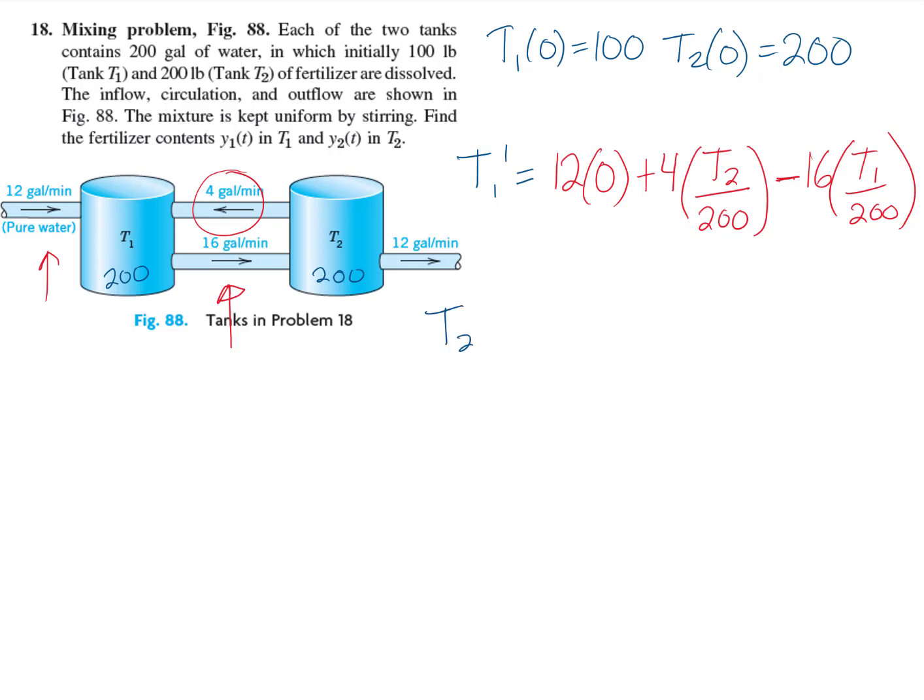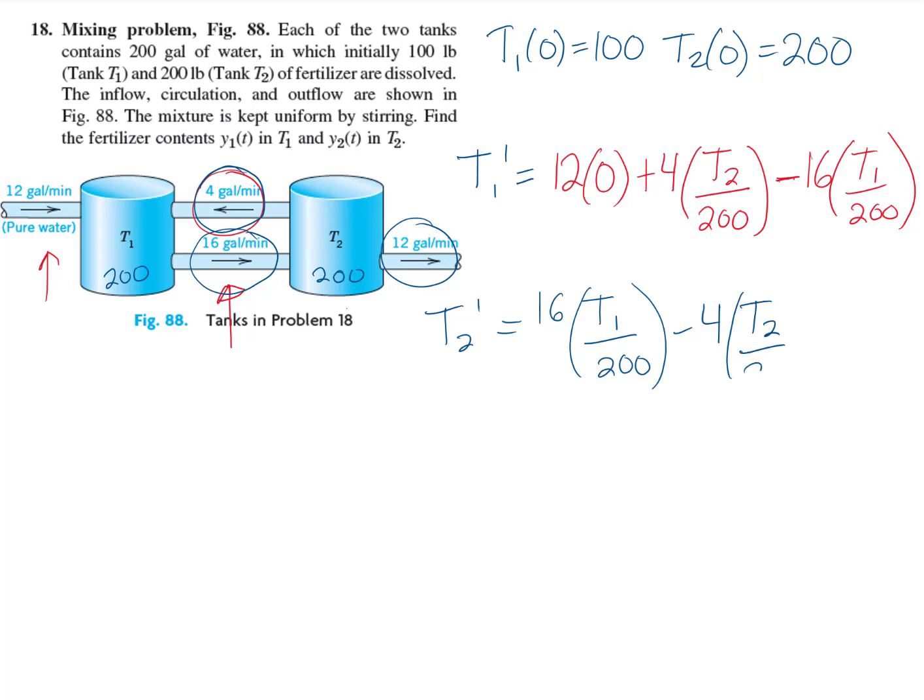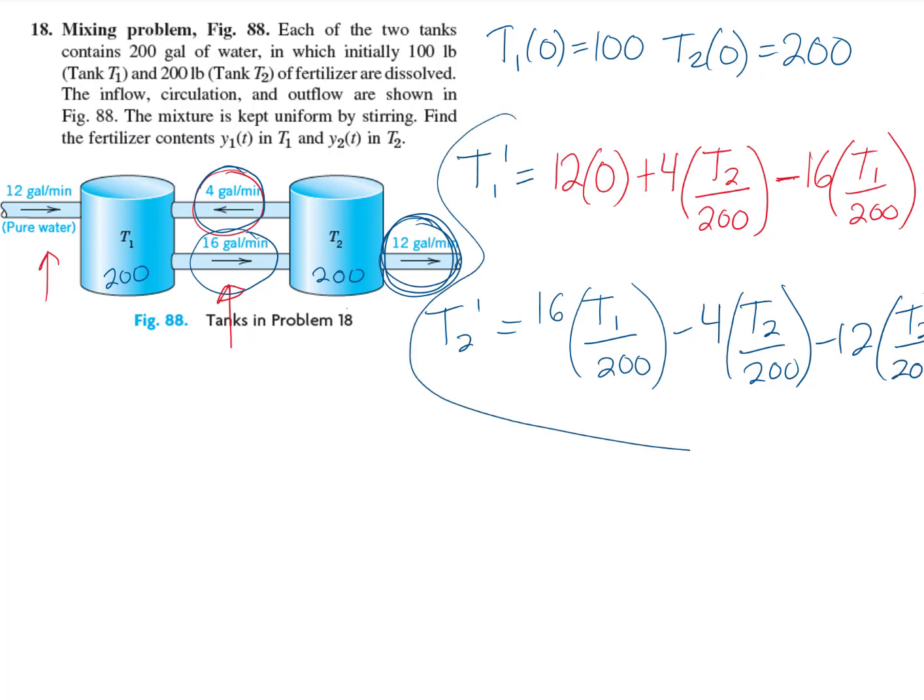Now we're going to have the rate of change of fertilizer in tank 2. So we're looking from tank 2 and saying what's coming in. 16 gallons per minute is coming in, and the concentration is the amount in tank 1 divided by its volume. And that's the only thing coming in. There's two things going out, so let's do this one at the top here first. So flow rate out is 4 gallons per minute. Concentration would be whatever's in tank 2 divided by its volume. And then we've got one more going out over this 12, and then the concentration there would be tank 2 over 200. So here is my initial value problem that models what's going on with the tanks.